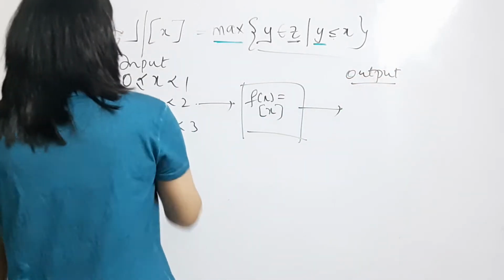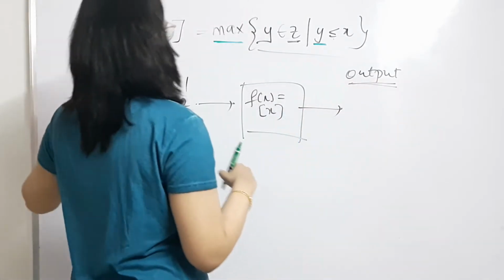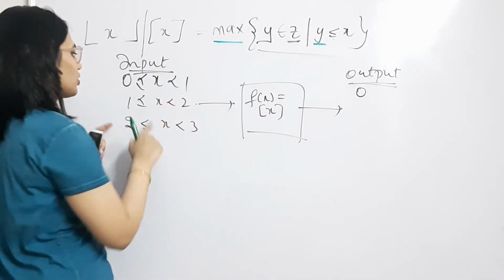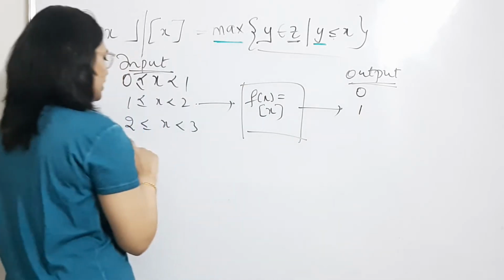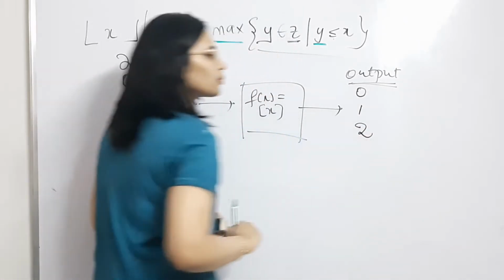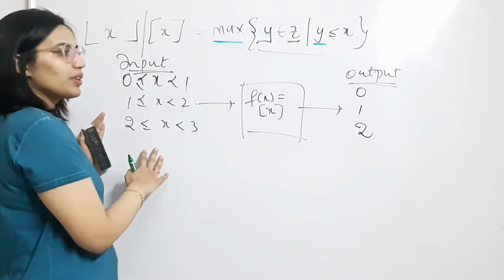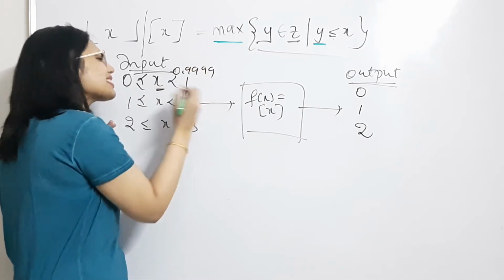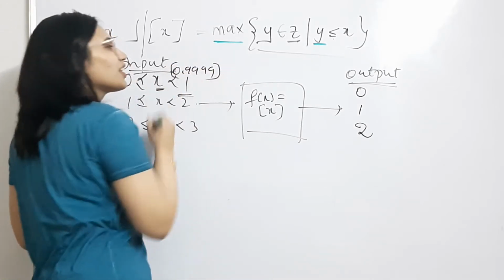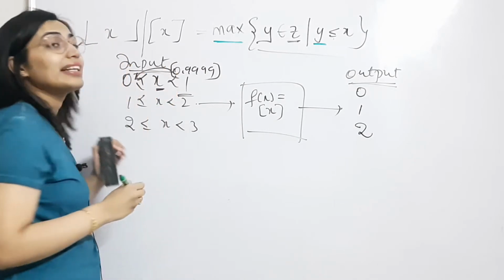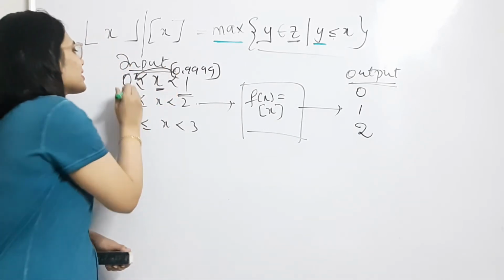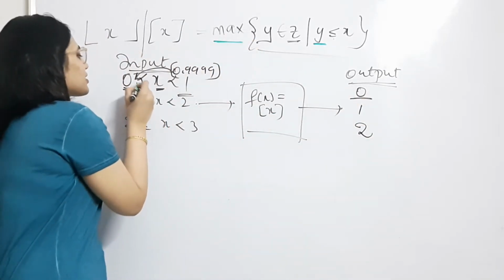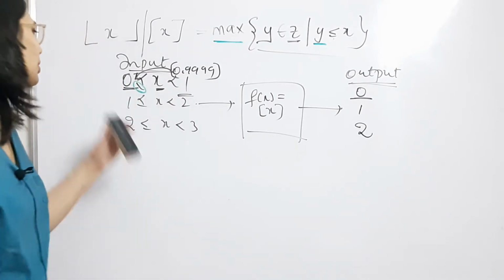If you say this is the input and this is the output, what do you get as the output for this input? 0. Because if x is between this, then you get 0. When x is between 1 and 2, you get 1, and when x is between 2 and 3, you get 2. So what are we doing here? Even if you consider x to be 0.9999, which is nearest to 1, if you take the step of this, you would still consider the greatest integer that is less than x, which in this case is 0. That is the reason why we are getting the output as 0, because we have less than or equal to here. Same applies to this.